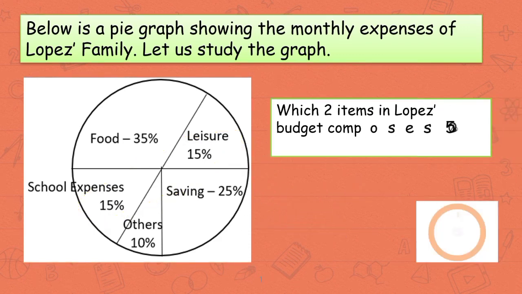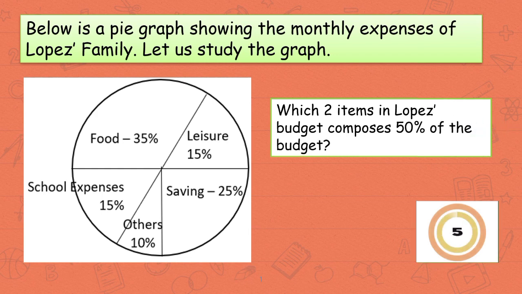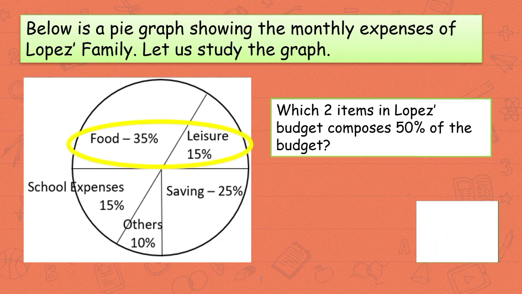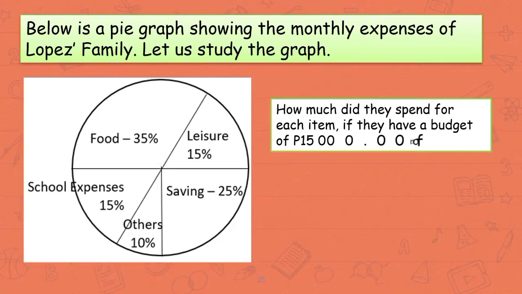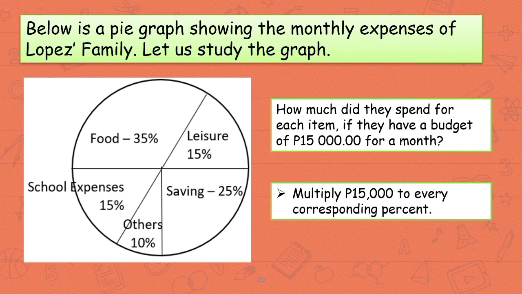Which two items in Lopez's budget compose 50% of the budget? Very good. Food and leisure. Next question. How much did they spend for each item? If they have a budget of 15,000 pesos for a month. In order to solve for the next question, we must multiply 15,000 pesos to every corresponding percent.